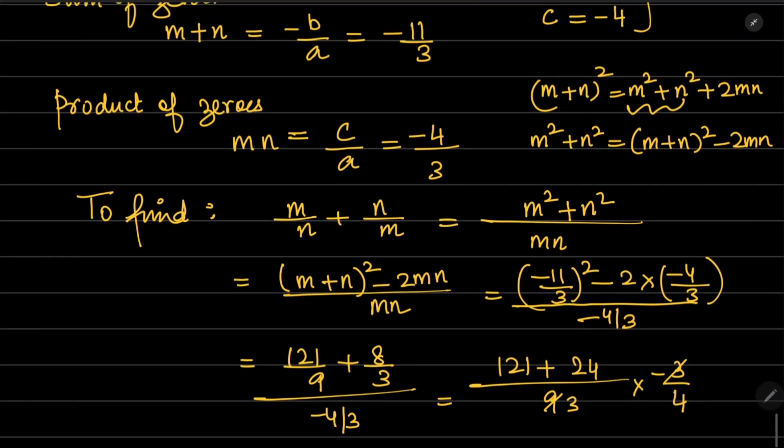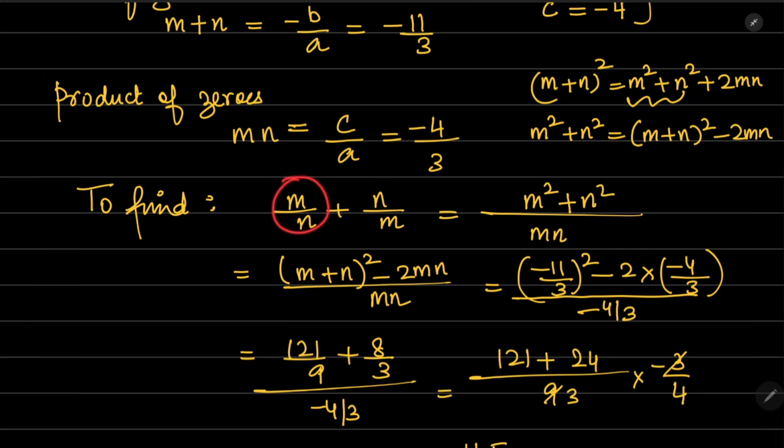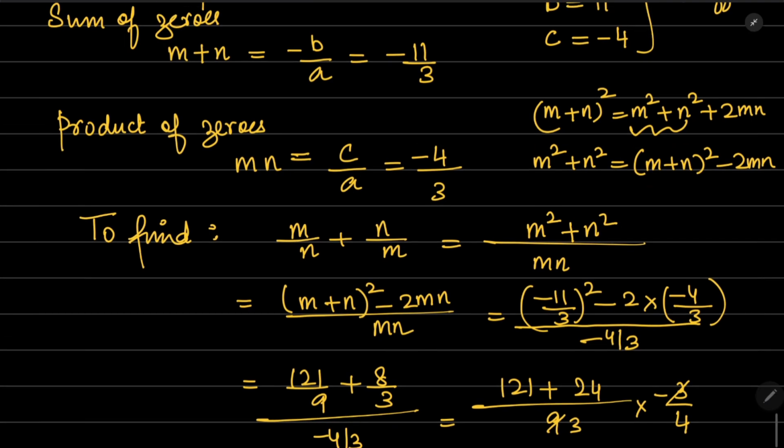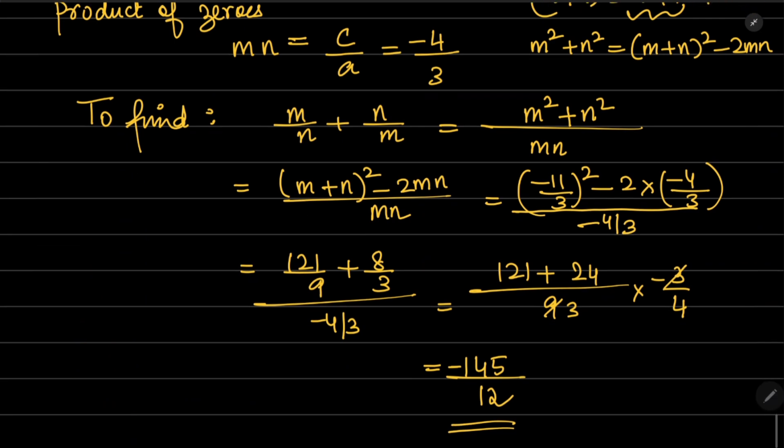Whatever expression you have got, right? You had to find out what is m by n plus n by m. You have taken the LCM and just substituted. But in order to do that, you don't know the sum of the squares of the zeros. So you should remember this identity, which is m square plus n square equal to m plus n the whole square minus 2mn. So you can replace the numerator with that, and then the sum of the zeros is minus 11 by 3. Just substitute in place of m plus n, and in place of mn you can just substitute minus 4 by 3 and calculate it very correctly. Take care of the signs also. Okay. So the final answer is minus 145 divided by 12.